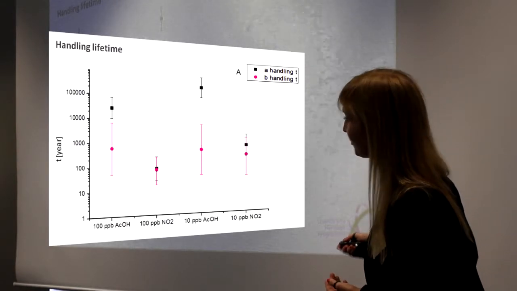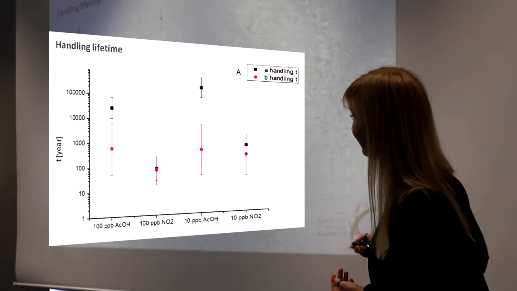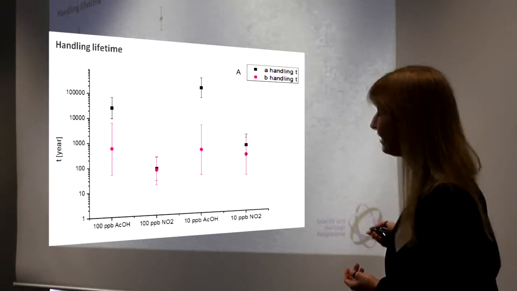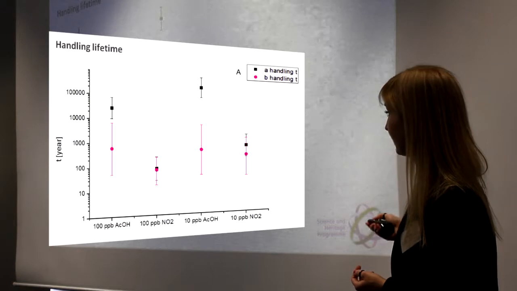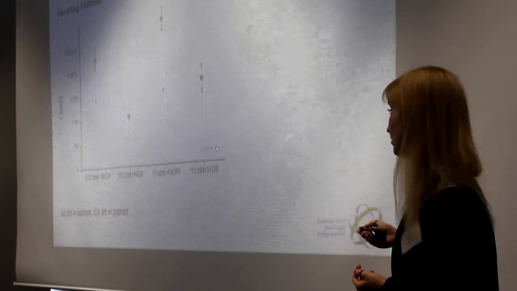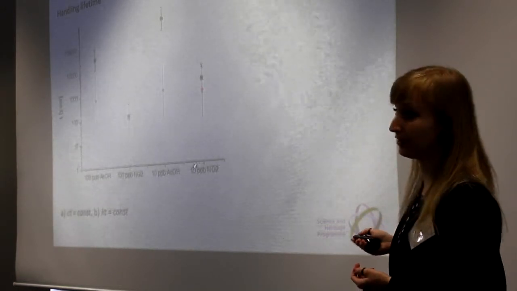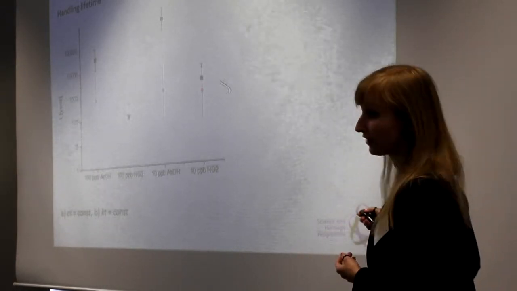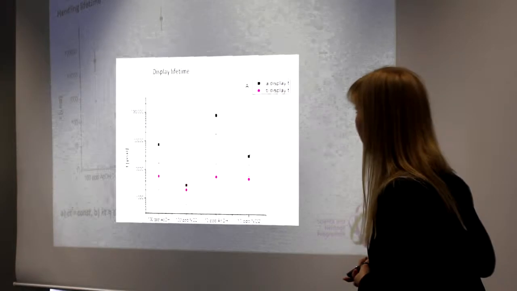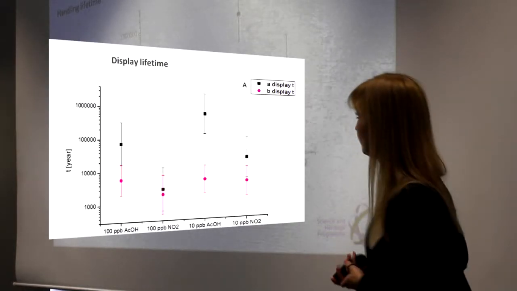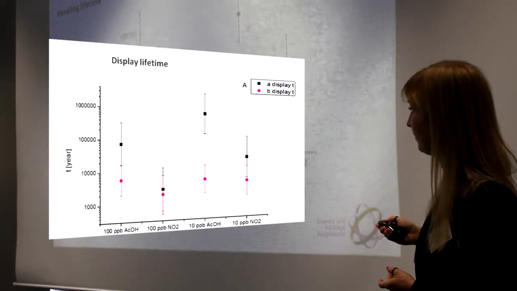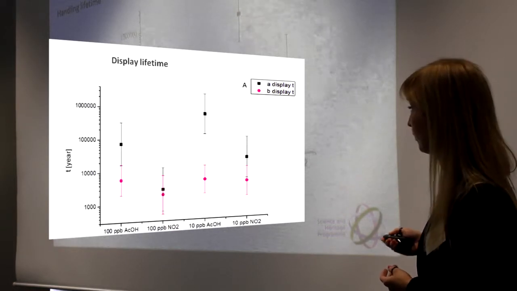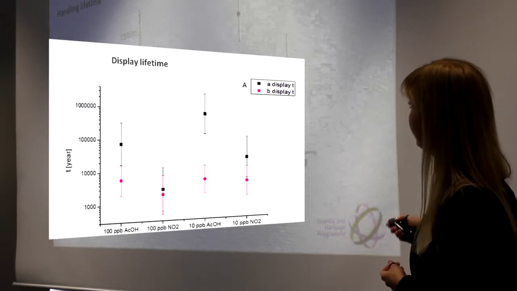In cases of not so damaging pollutants, such as acetic acid here, the differences are significant. And even in the case of NO2 at a lower concentration, which is actually a realistic concentration in an archival repository, there is quite a significant difference between the two predictions. The same happens with display lifetimes. Again, quite a good overlay of the two for a high concentration of NO2, but otherwise pretty big differences.